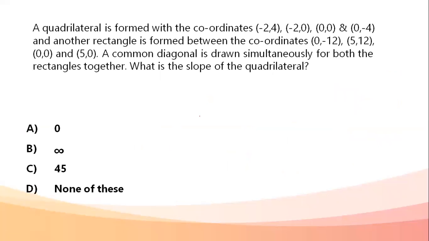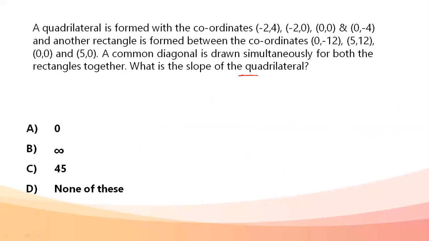Next, a quadrilateral is formed with the coordinates given to us: minus 2, 4; minus 2, 0; 0, 0; and 0, minus 4. Okay, quadrilateral is formed. Another rectangle is formed between the coordinates 0, minus 12; 5, 12; 0, 0; and 5, 0. Okay, a common diagonal is drawn simultaneously for both the rectangles together. What is the slope of the quadrilateral?